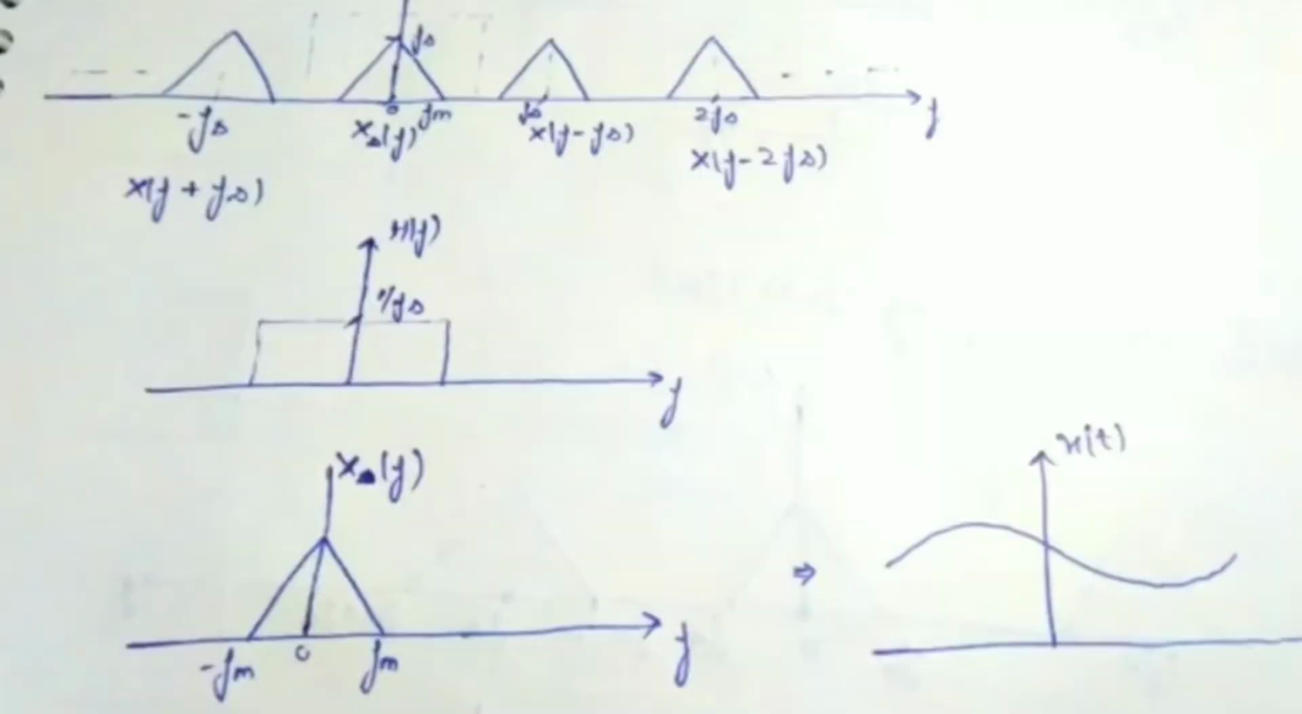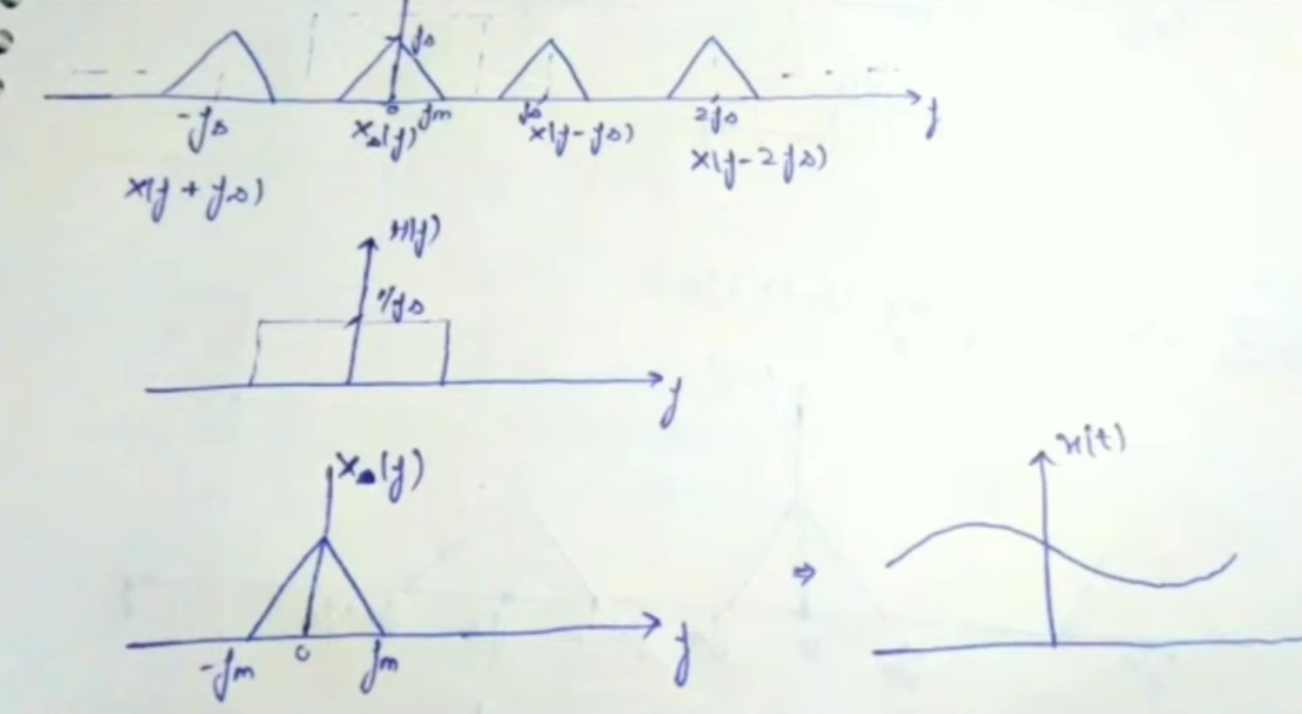When we want to reconstruct our message signal back, we pass this sampled signal through the low pass filter, which we also call the reconstruction filter. So we get our original message signal from the sampled signal, and we can change this frequency domain signal into the time domain with the help of the Fourier transform.